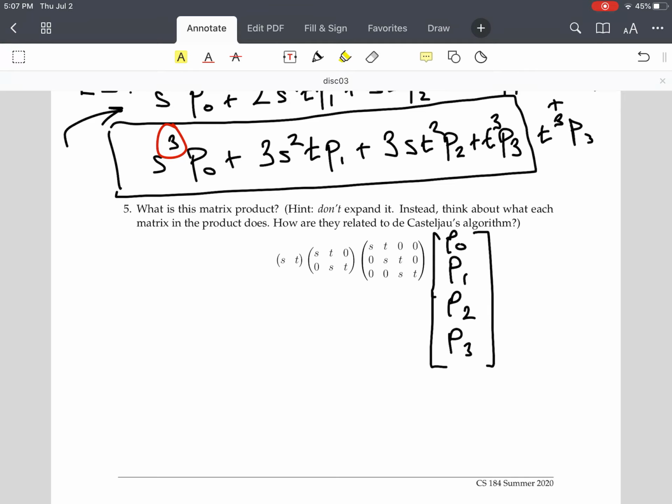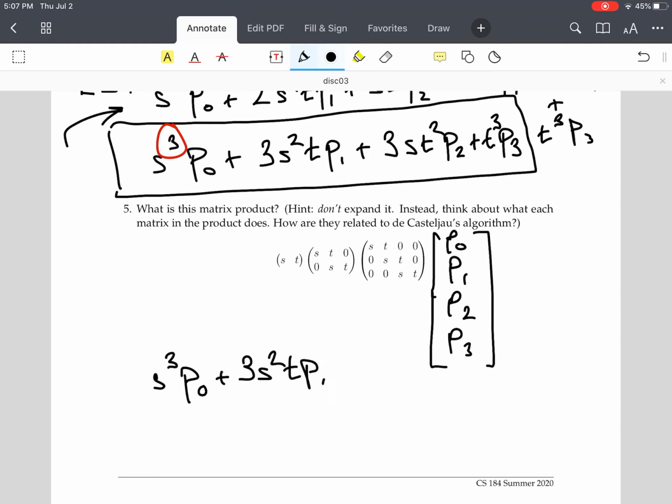So if we were to actually multiply this out, what we would get would be exactly what we got in the problem right above. We would get s cubed p0 plus 3s squared t p1 plus 3st squared p2, whoops, plus t cubed p3. And you can verify this. You can go through, do the matrix multiplications, and you'll see that you get the exact same thing.